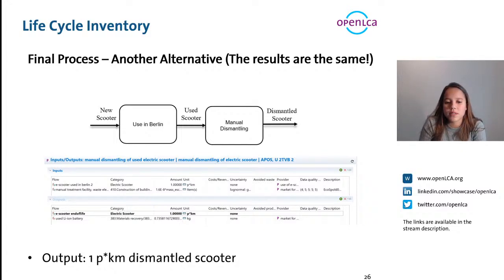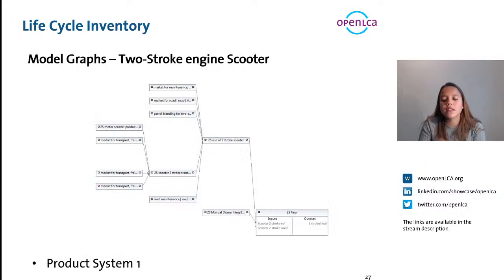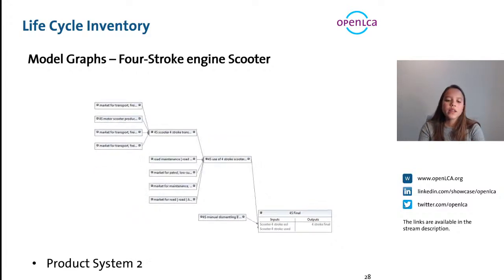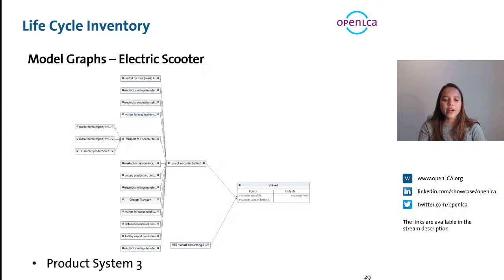Okay, after you implement all of this in the software, you are able to obtain model graphs, and the model graphs are interesting because they show the complete supply chain and how the processes and flows are connected. Here you can really see what I considered, for instance, for the two-stroke scooter: a final process and then the use process and manual dismantling connecting to this process. Here is our second product system, for the four-stroke scooter. And finally, for the electric scooter, our third product system.